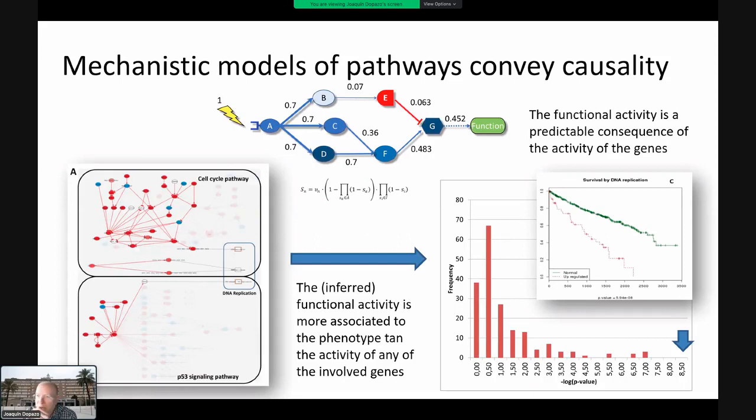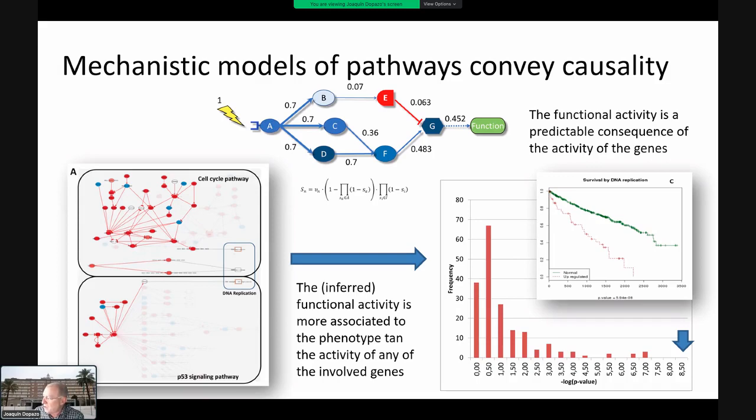Interestingly, these models convey causality, because essentially what you do is to calculate the activity of the function as a consequence of the activities of the different genes. So if a gene changes its level of activity, it has a consequence on the activity of the function or not. It depends very much on where the gene is and how the rest of the genes are behaving.